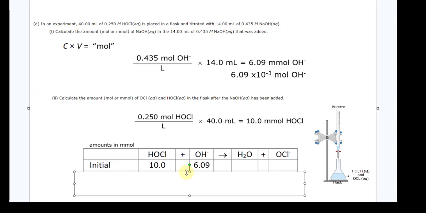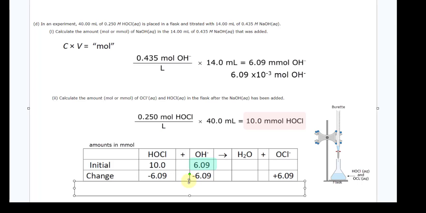And here we go. Initially, that's what we start with. Arrow. It's going to change. Don't have to worry about an equilibrium here in terms of a Ka or anything else. This is 100%. And obviously, this 6.09 is going to react completely. There's 10 here, more than we need.